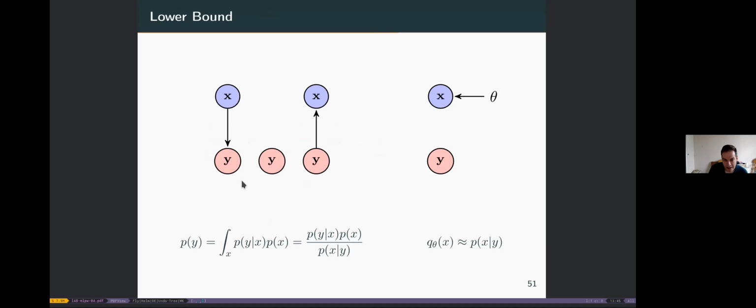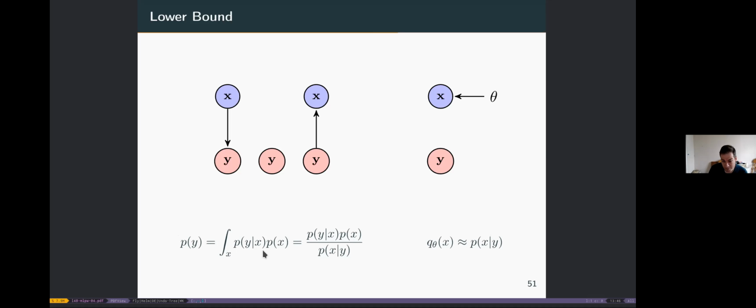Now let's look again at graphical models. I have some model of some data y, and it has this latent variable x that I want to integrate out. So this here is the object that I want. I want to compute this integral here. I can't compute this integral, but there's another way of writing this object.